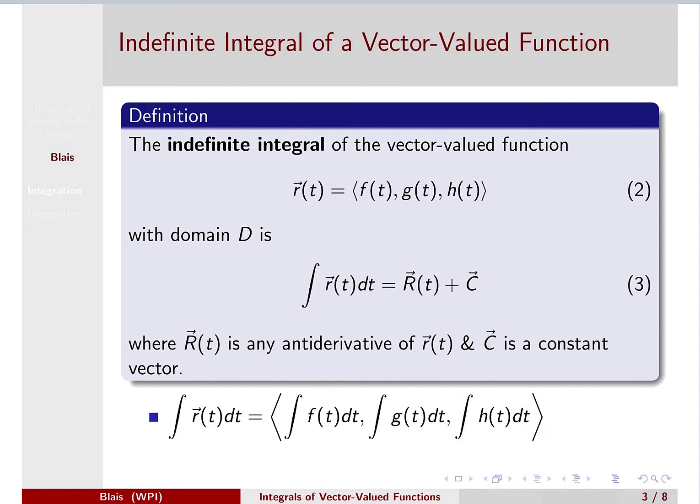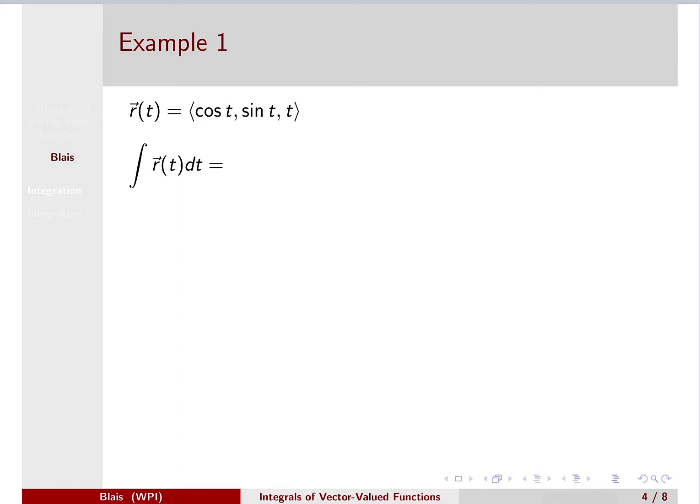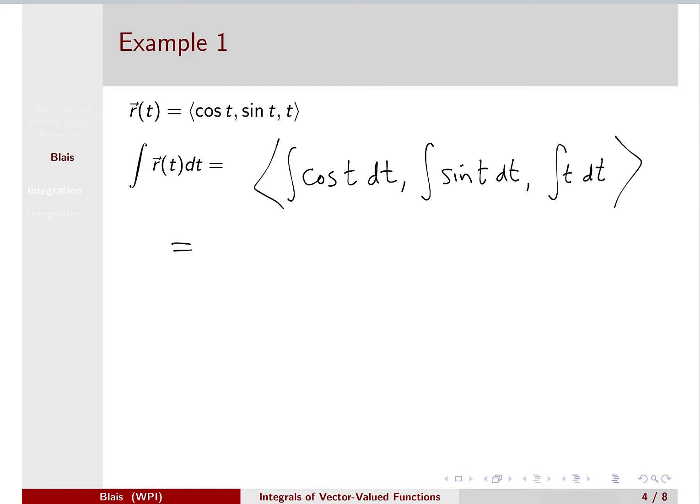And the way we can think of it is here, the antiderivative or indefinite integral of little r of t. To get that, we take the regular antiderivatives, as we learned in single variable calculus, of each of the components. So for instance, if we wanted to look at this r of t equals cosine of t, sine of t, t, and we wanted to take its indefinite integral, we can integrate each of the components. So we have the integral of cosine of t dt, and then the integral of sine of t dt, and the integral of t dt.